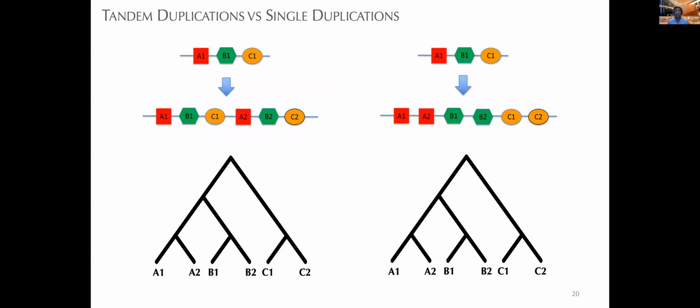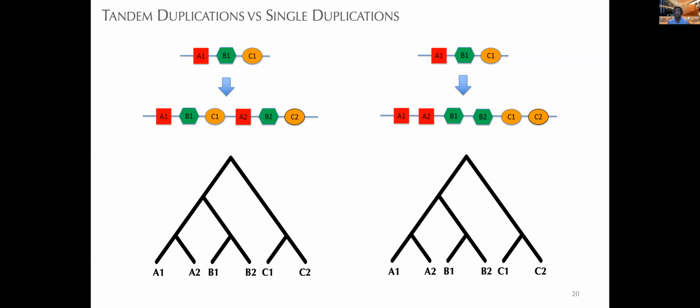Here we have a single protein with 3 domains, A, B, and C initially. On the left and right, we have 2 different evolutionary scenarios for this protein. On the left, we have a single duplication event in which all 3 domains are duplicated at once. The result is shown below with 6 domains in the final protein. The domain tree that you build from these 6 domains is shown at the bottom left.